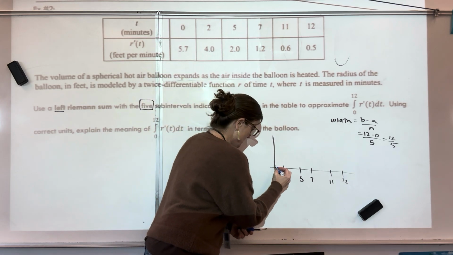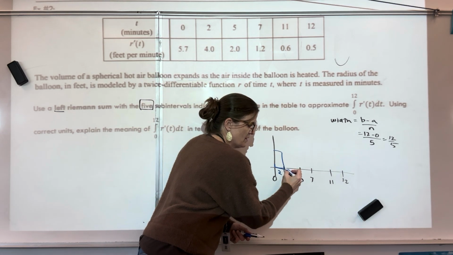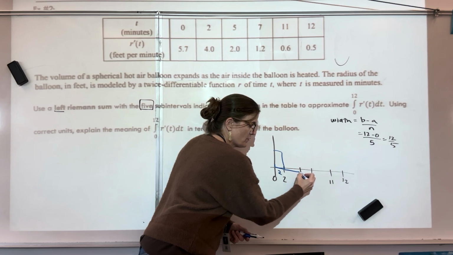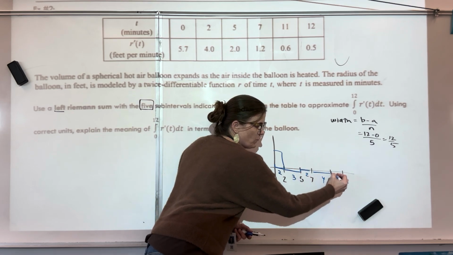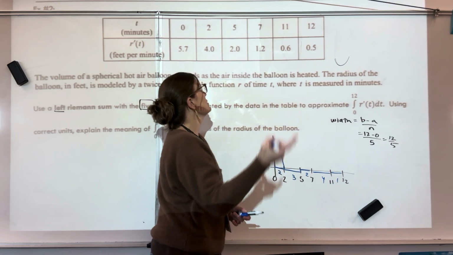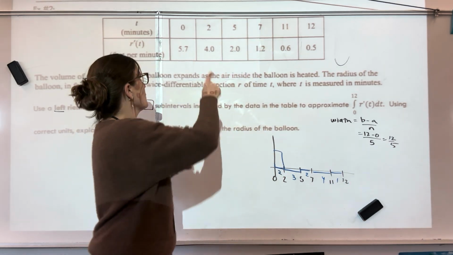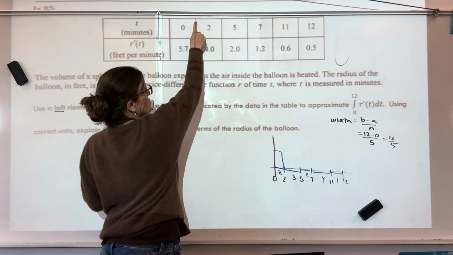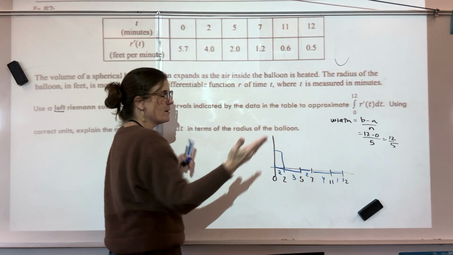The first base is here, that has a base of 2. And then this has a base of 3, so going from here to here would be 3. From here to here would be 2, from here to here would be 4, and from here to here would be 1. You can see those differences in the table. It's often how I'll show my work, showing the change from 0 to 2 was 2, then 3, then 2, then 4, and then 1. So I know those are my bases.